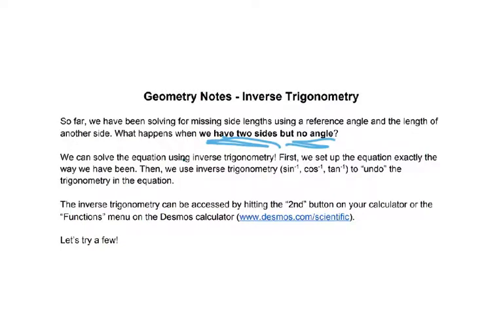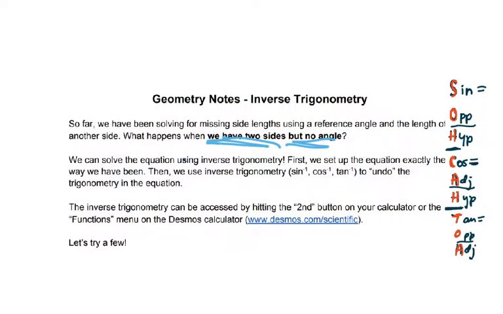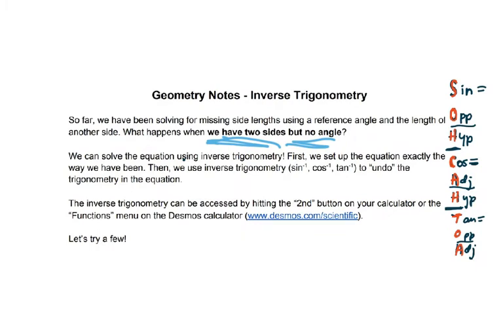So what that means is, depending on whether you have the opposite and hypotenuse, the opposite and the adjacent, or the adjacent and hypotenuse. That's right, that would be the SOHCAHTOA stuff. We're going to use sine, cosine, or tangent in the original equation, and then we're going to undo it to find the angle with inverse sine, inverse cosine, or inverse tangent.